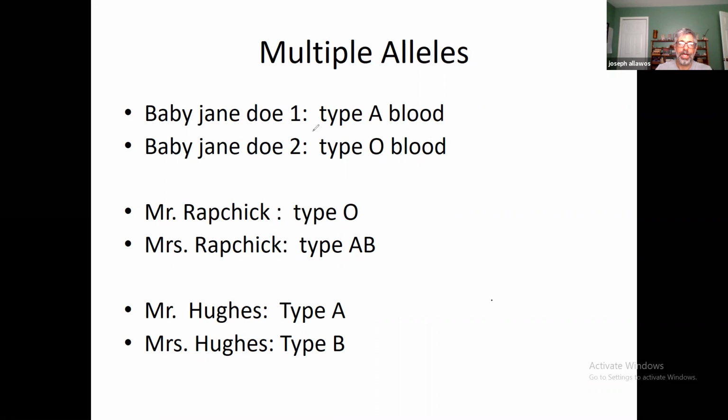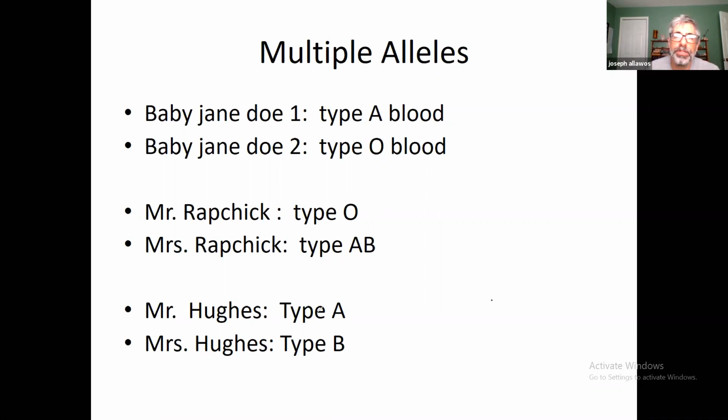Okay. So we have baby Jane Doe number 1 and baby Jane Doe number 2, and then we have the Rapchicks and the Hughes. And, you know, the mamas are getting a little antsy. They're like, you know, can we see our kids? And the nurses are like, ooh, eeny, meeny, miny, mo. Like, what are we going to do here? Okay. Can a simple blood test determine what baby goes with what parents? That's the question. And so given what I've told you about blood types, you should be able to decipher this.